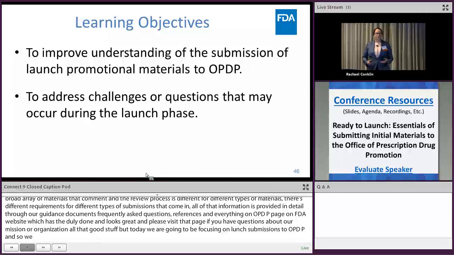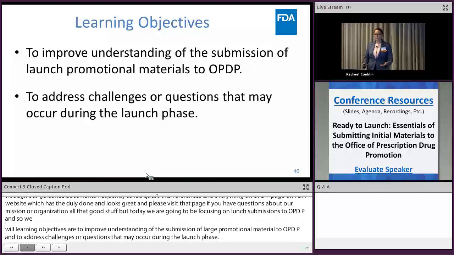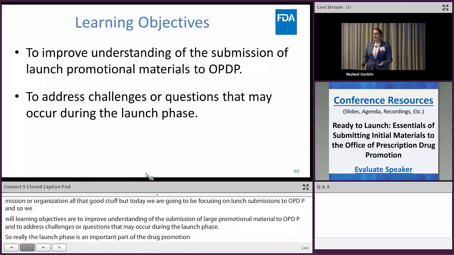So really the launch phase is an important part of the drug promotion process. These are initial materials. They may be time sensitive. Companies are looking to get these materials out the door. They want to be able to promote on their products. And there are certain challenges or issues that may come up over and over again that we see a lot. And so I just kind of want to address a lot of those things today.